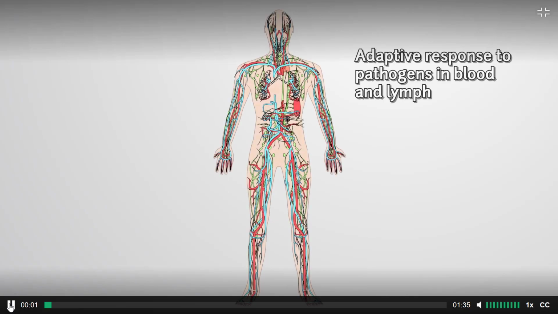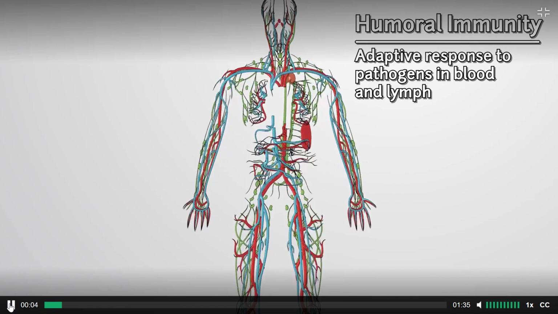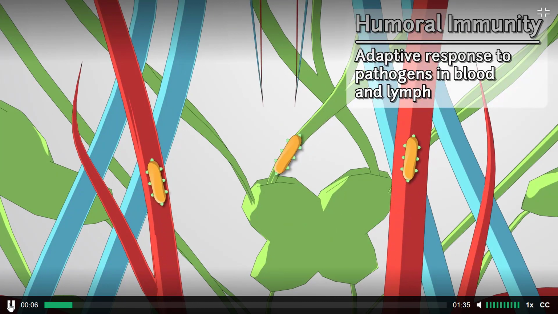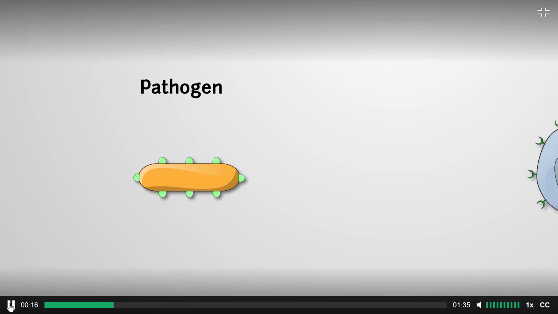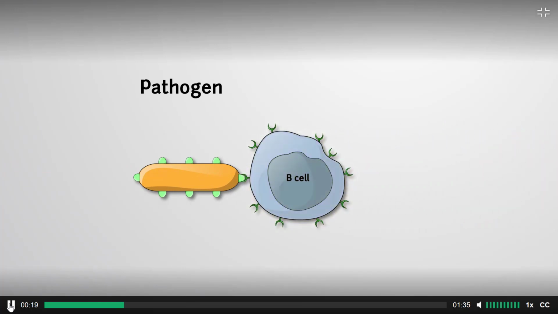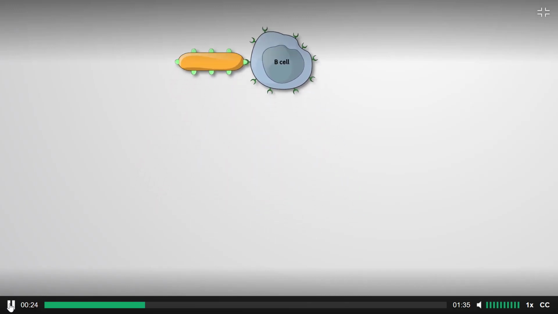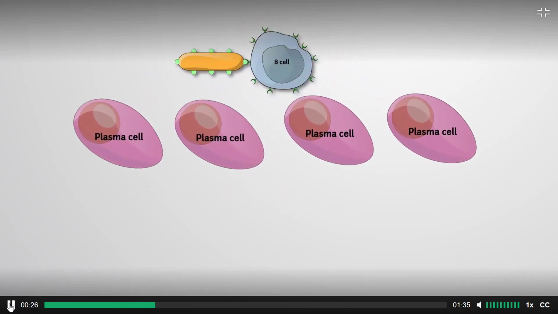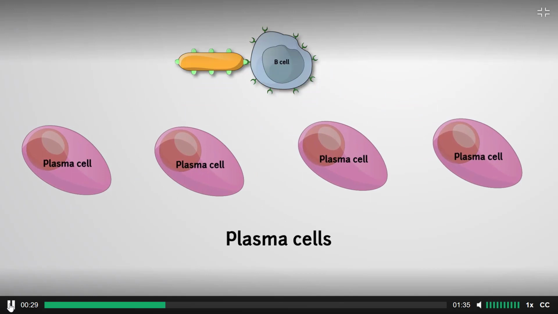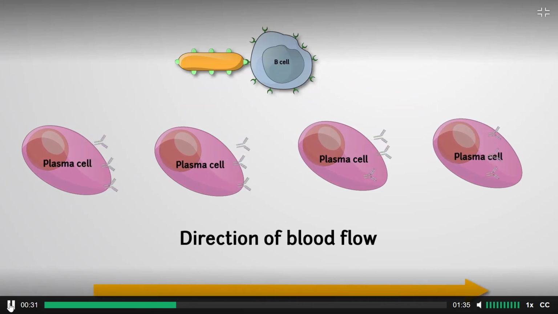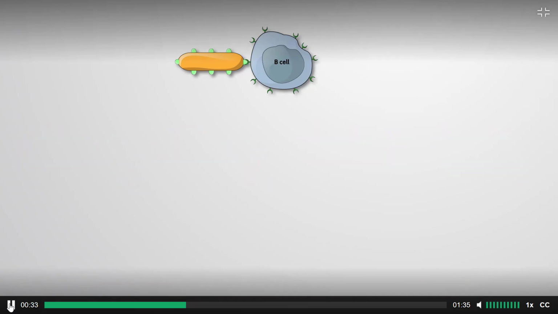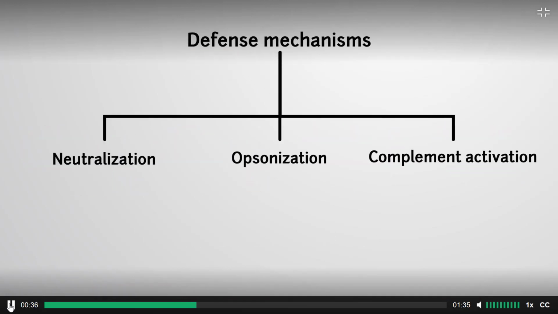In the other adaptive immune response, humoral immunity, the immune system targets pathogens circulating in extracellular fluids, including blood and lymph. Invading pathogens, such as bacteria, are detected by specific white blood cells called B cells, which recognize specific antigens on bacterial surfaces. Once B cells are activated, they proliferate and differentiate into plasma cells, which secrete millions of antibodies that circulate throughout the body and activate several defense mechanisms.